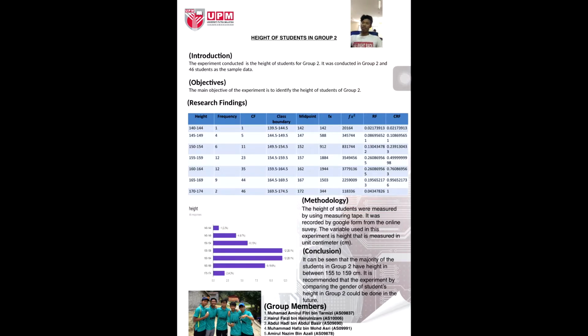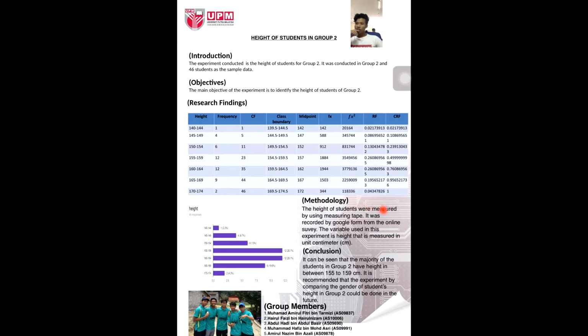So let's proceed to the next part, which is about the RF. RF is the relative frequency. How do we get the relative frequency? Every frequency in the class, we divide with the total number of frequency. For example, the frequency of the first class, height 140 to 144, is 1. So 1 over 46, we get 0.02173913.